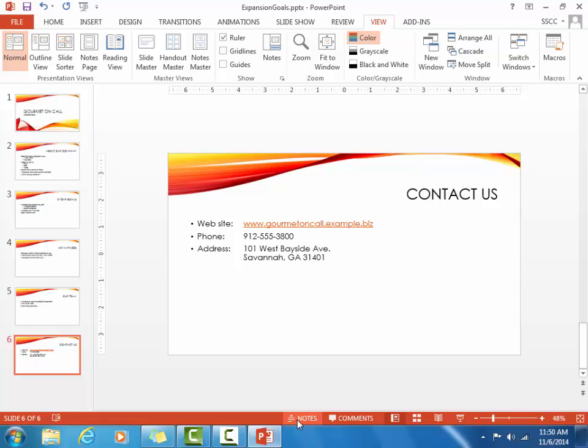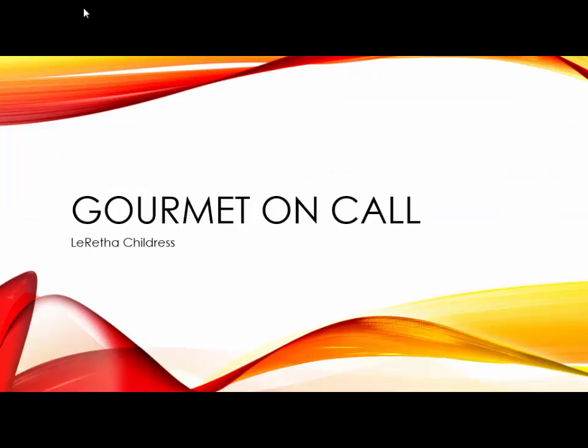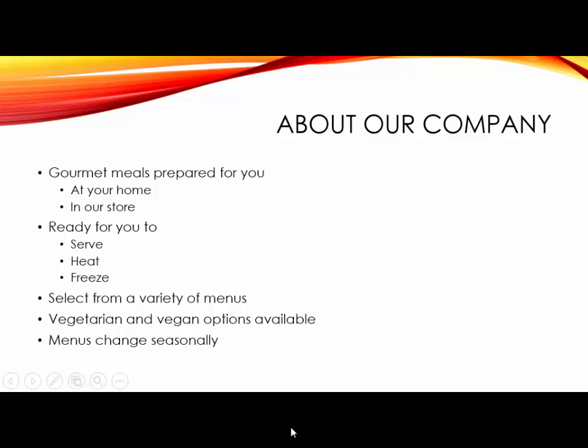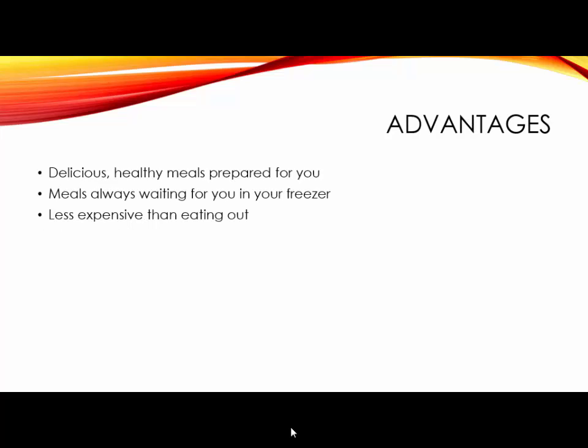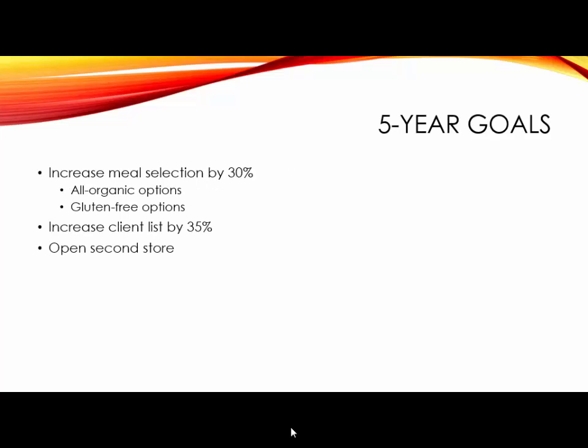Alright, so on your Quick Access toolbar, click the Start from Beginning button right here. The slideshow starts from the beginning and slide 1 fills the screen. Click anywhere on the screen to advance the slide. Slide 2 is now up. Press the space bar. That advances. Press the enter key. That will advance it. Press the left arrow key, which moves you back to 5-year goals. Right arrow key will move you forward.